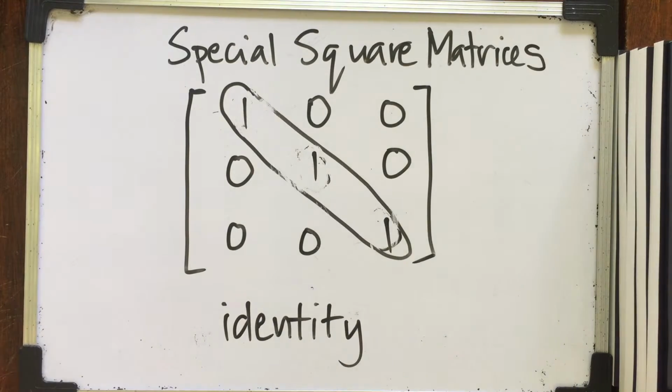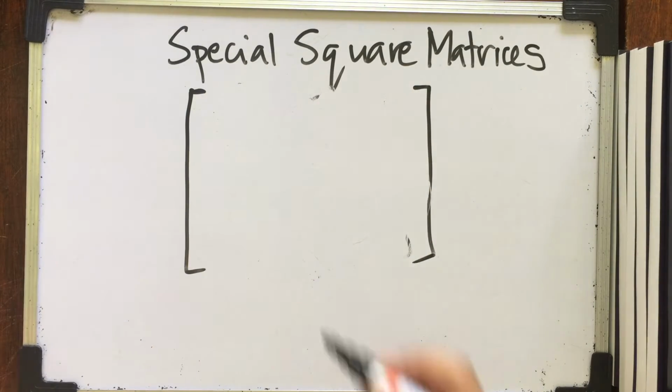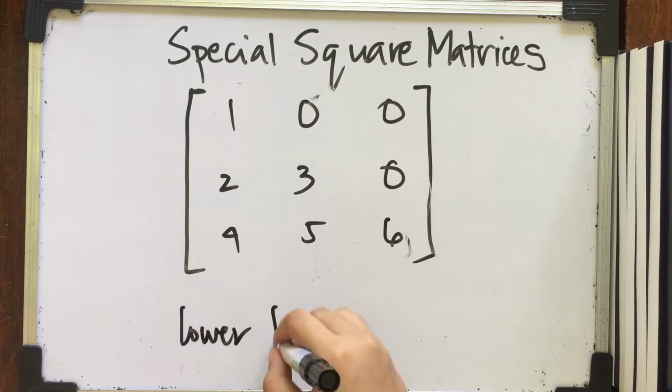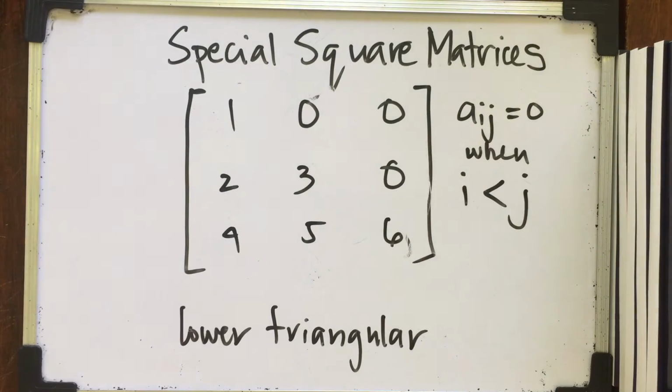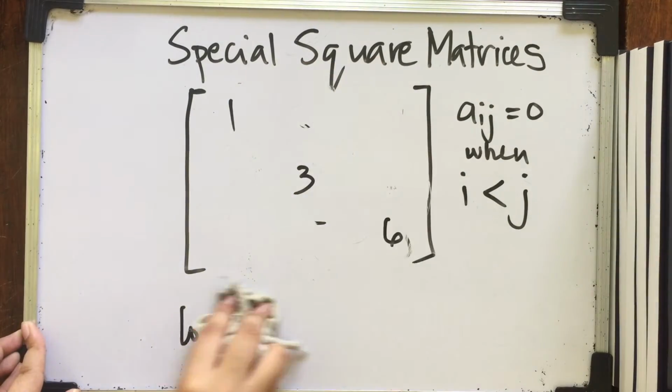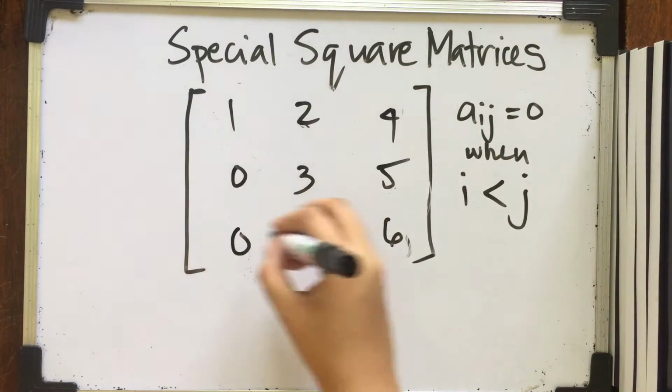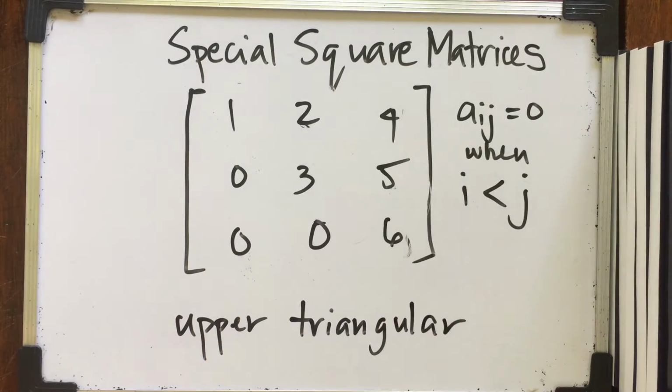A square matrix can also be either lower triangular or upper triangular. The lower triangular happens when all the entries Aij, where i is less than j, are equal to 0, while the upper triangular is when Aij, where i is greater than j, is equal to 0.